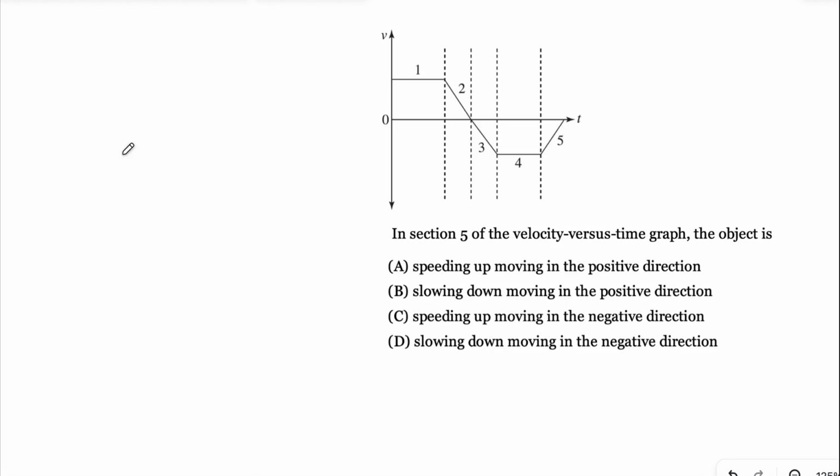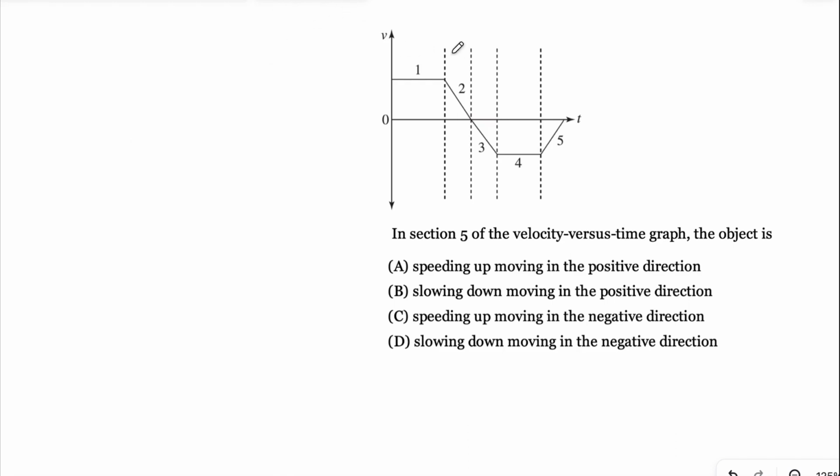Okay, so let's look at this question. In section 5 of the velocity versus time graph, the object is, and then there are 4 options given, which describe whether the object is slowing down or speeding up and whether it's in the positive direction or the negative direction. Instead of solving just for section 5, we'll look at all 5 sections and analyze what kind of motion the object is undergoing, just for practice.